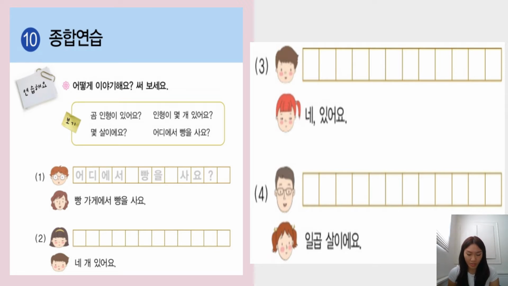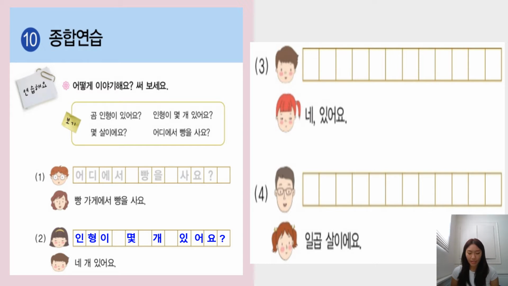The first one says 곰 인형이 있어요? Would you say 4개 있어요 for the question 곰 인형이 있어요? No. What about 인형이 몇 개 있어요? How many dolls do you have? And would you say 4개 있어요? I have 4. That is correct. So we're going to write that. 인형이 몇 개 있어요? How many dolls do you have? And the answer is 4개 있어요. I have 4.